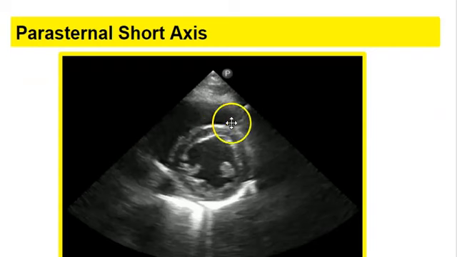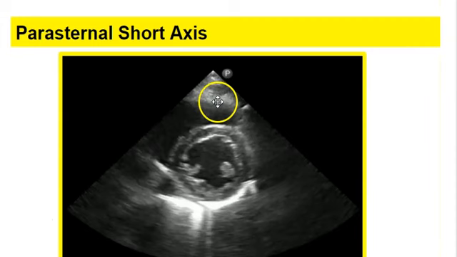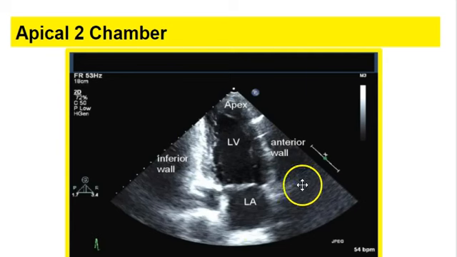And we go into the short axis view. Here's our RV that wraps around the LV here, and in the short axis view, we see all three different walls, right? We see the anterior wall of the RV, the lateral wall of the RV, and the inferior wall of the RV. So if we go back to our short axis view, we can see those walls right here. Anterior, lateral, and inferior.